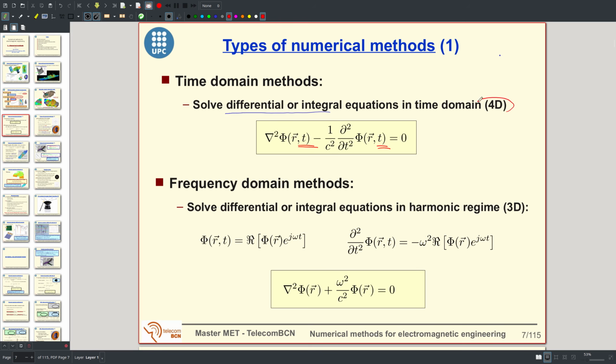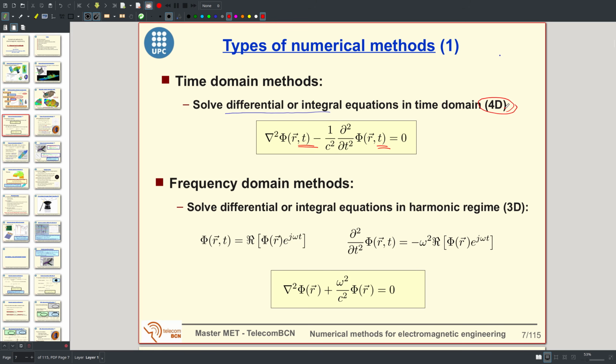So you have 4 variables, the 3 variables of space, usually Cartesian x, y, z, and also the time. So you have 4 variables in your discretization, and all your functions depend on these 4 variables.